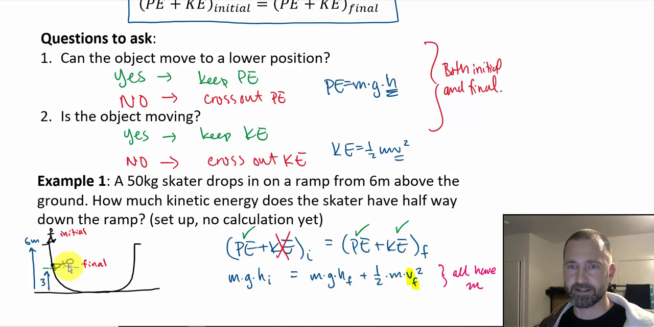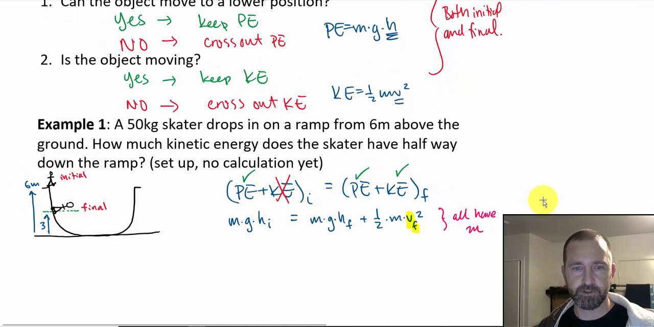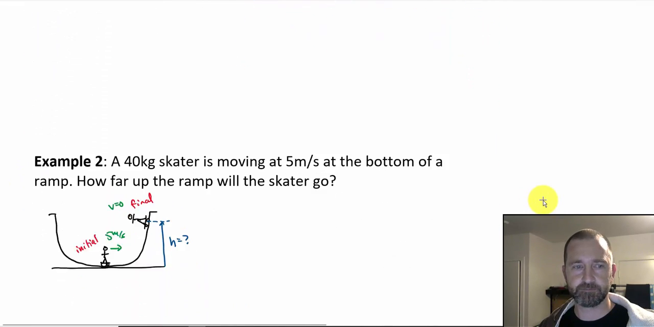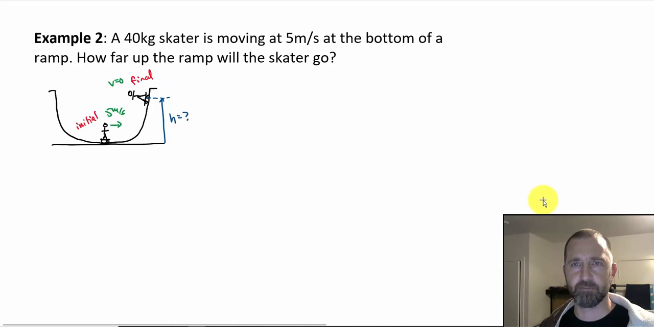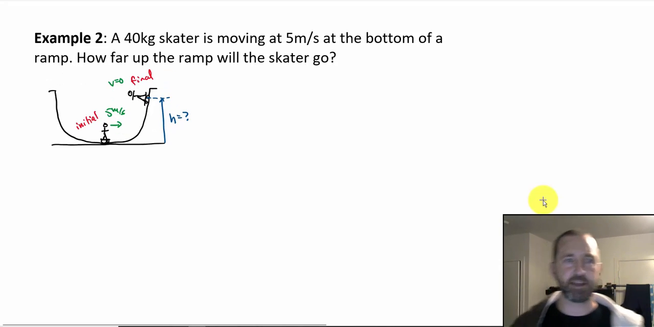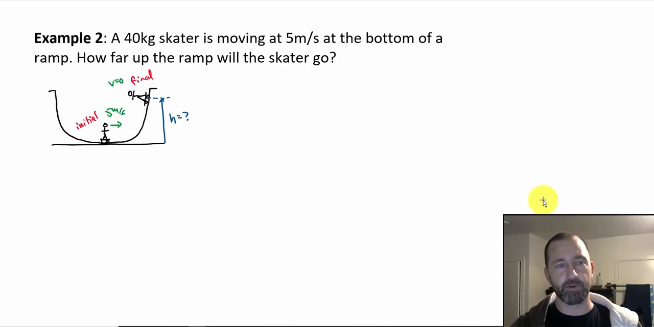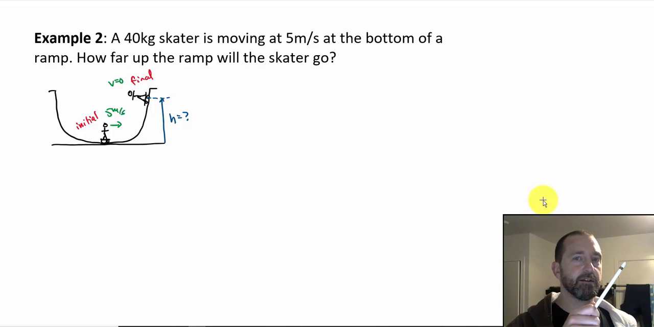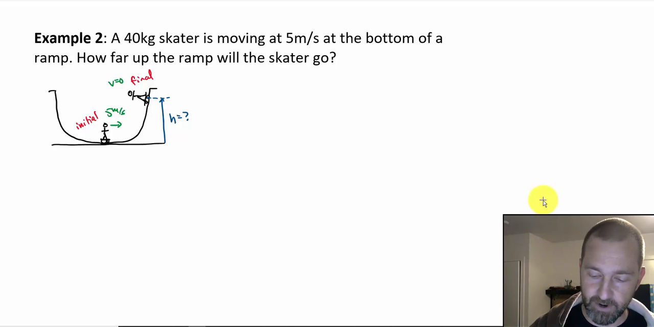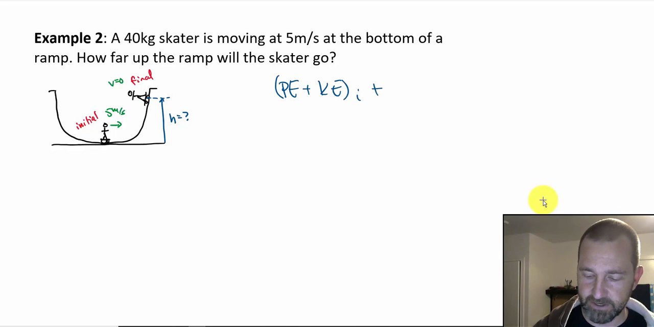But let's take a look at a second example for the setup and the execution before we take a look at any sort of mathematics. In this case, same skateboarder, I'm sorry, different skateboarder, it says 40 kilograms, is moving at 5 meters per second at the bottom of a ramp. How far up the ramp will the skateboarder go? So now it's a little bit different. If we write out that equation, potential energy and kinetic energy in the beginning has to equal potential energy plus kinetic energy in the end. Typo.